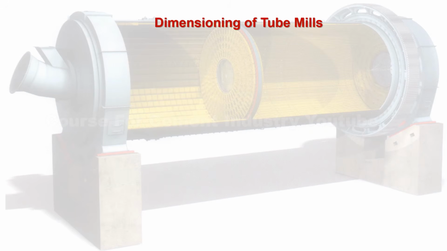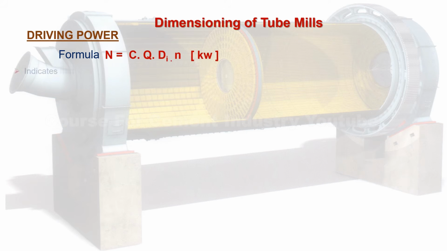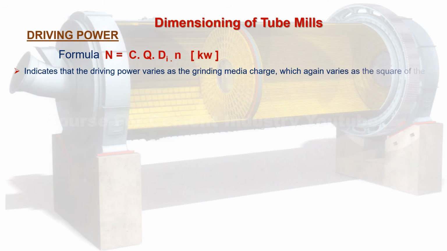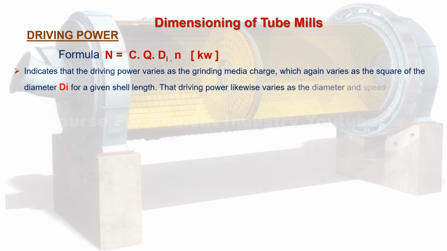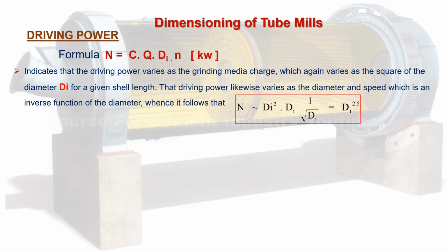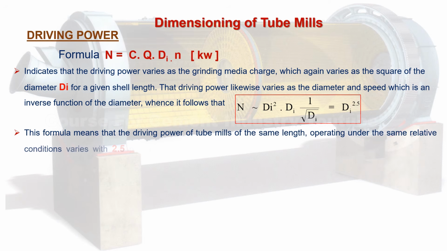We follow together, driving power. The formula indicates that the driving power varies as the grinding media charge, which again varies as the square of the diameter Di, for a given shell length. That driving power likewise varies as the diameter, and speed which is an inverse function of the diameter, whence it follows that... This formula means that the driving power of tube mills of the same length, operating under the same relative conditions varies with the 2.5 power of the internal diameter.